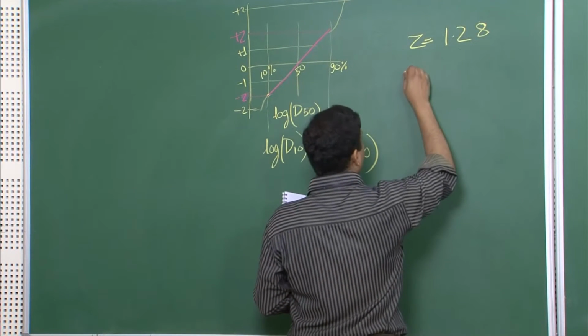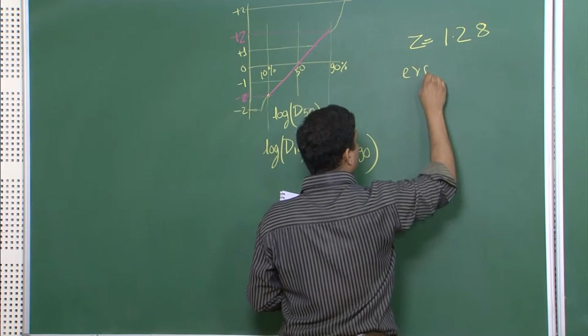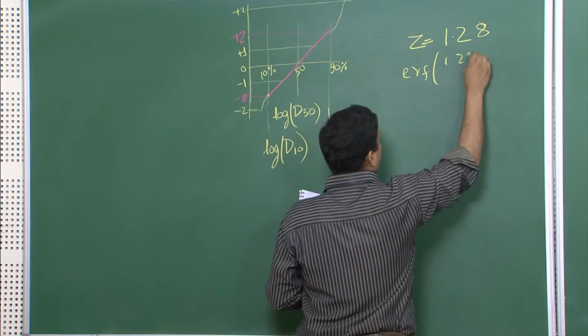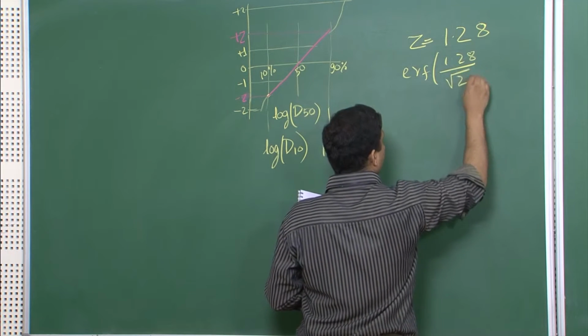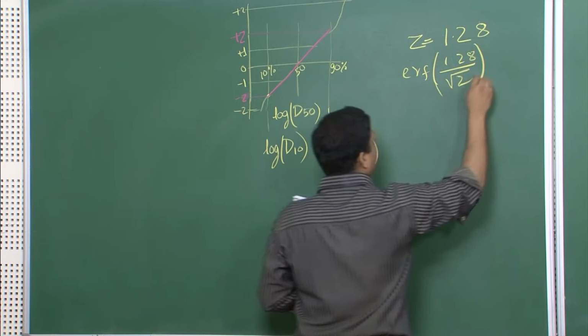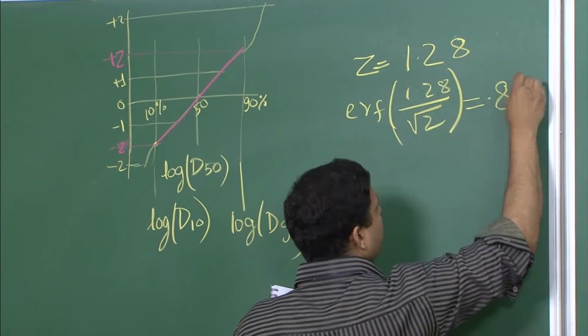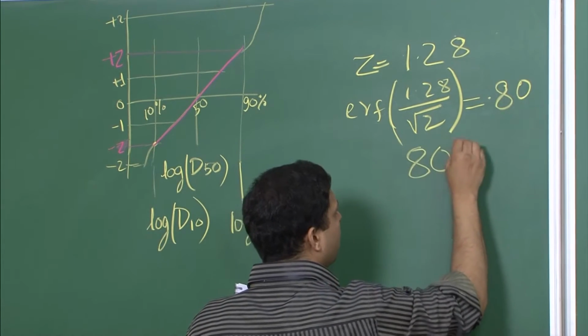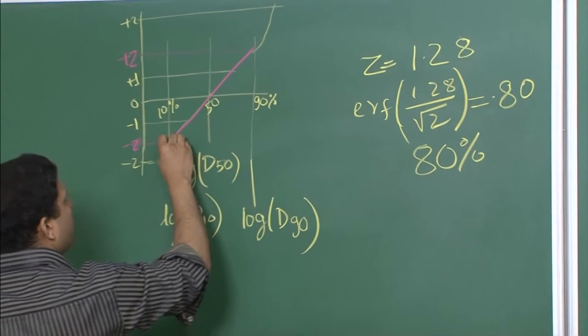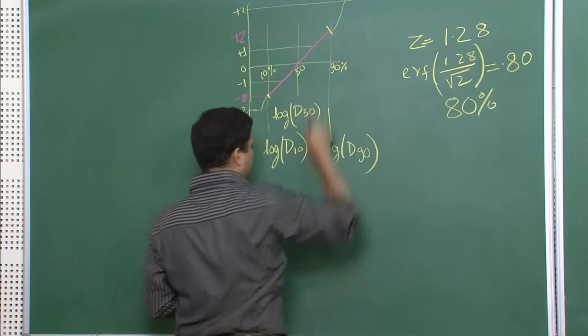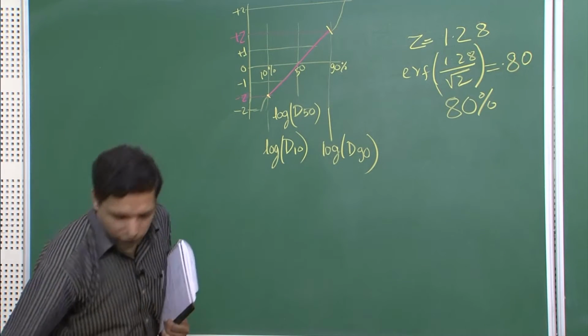So, if you take erf of 1.28 by root 2, what you get is 0.8, meaning 80% of data will lie within this, from here to here. So, let me again emphasize this.